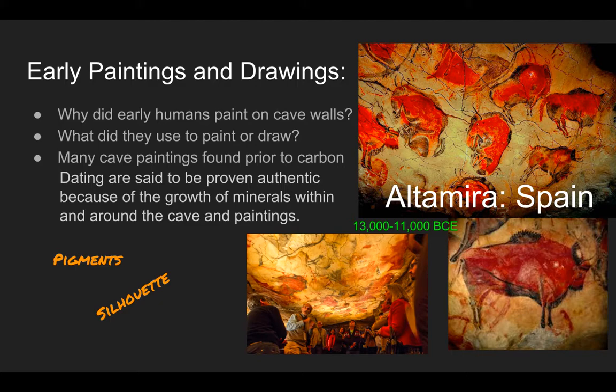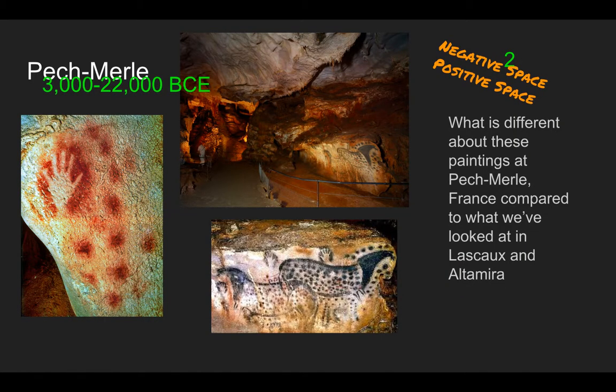This is Altamira in Spain. Then we have Pech Merle here. This is, again, not one of your artifacts. However, it gives you a good perspective on how large some of these are. Again, think about this. These are thousands upon thousands of years old, but look how dark it still is. Look how great they still look.